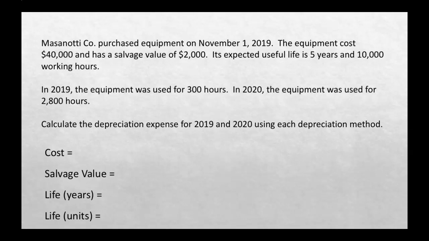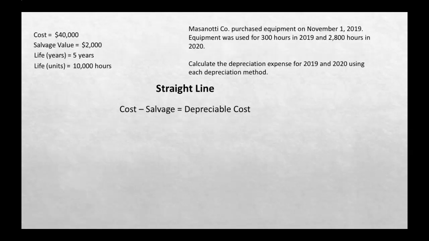So there's a few pieces that we can take from this problem that's going to help us figure out our depreciation expense. First is our cost. So we look to see how much did this equipment originally cost, and we see that's $40,000. Then it's salvage value. At the end of its life, what could we sell this equipment for? That's $2,000. Its life in years is 5 years, and its life in units is 10,000 hours. So now we can work on calculating our depreciation expense.